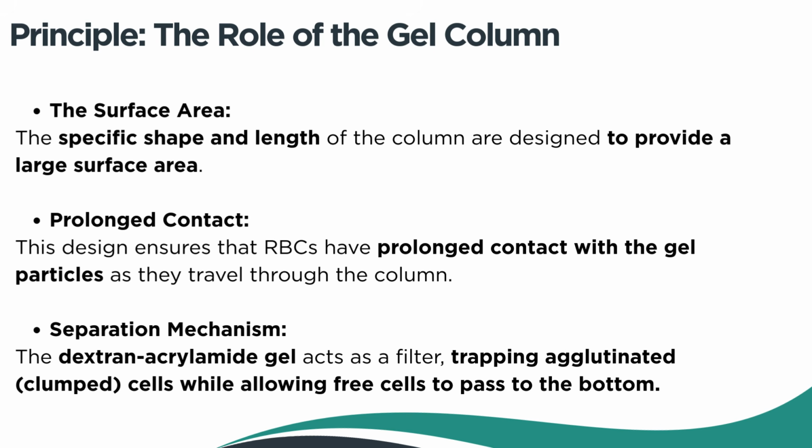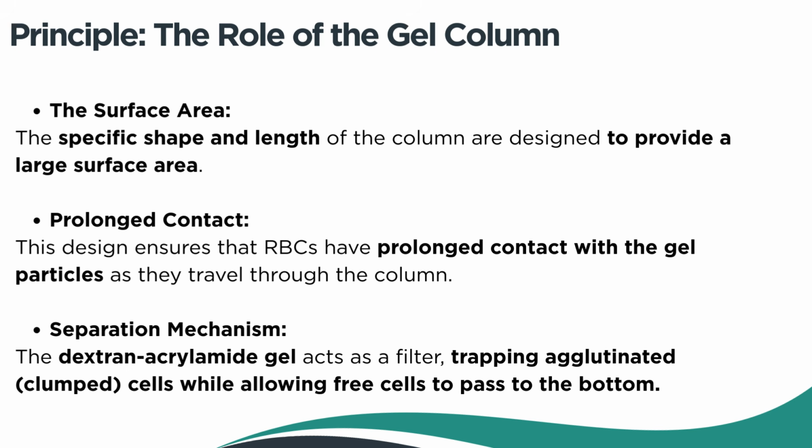Then here, let's talk about the important role of the gel column during gel testing. So what's the role of the gel column? First, consider the surface area of the column. The column is specifically shaped and elongated to maximize surface area, which is crucial for the test's effectiveness. Next, think about the prolonged contact this design facilitates. As RBCs travel through the column, they remain in contact with the gel particles for an extended period of time. This contact time is key to the test's accuracy.